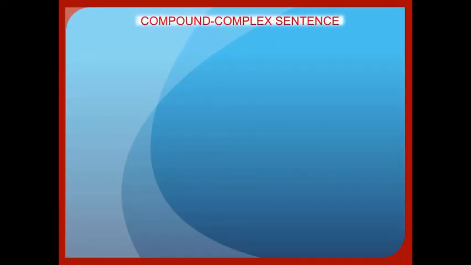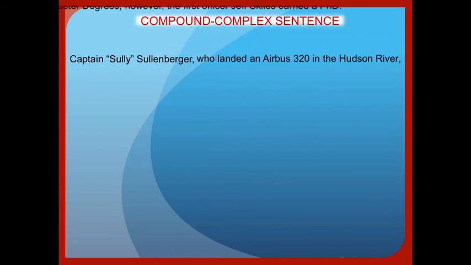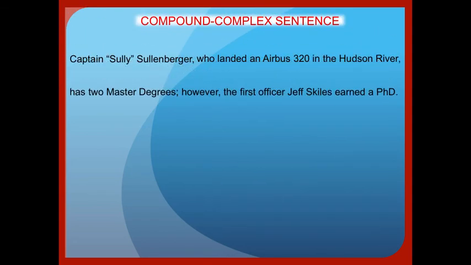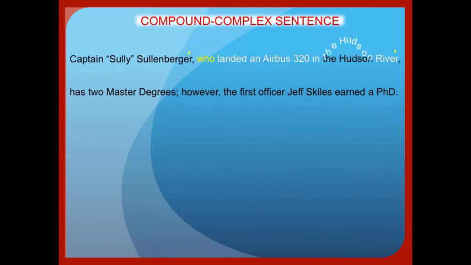Here are more examples of compound complex sentences utilizing relative pronouns, conjunctive adverbs, and semicolons. In the first sentence, there is a non-essential dependent clause, which begins and ends with commas. The sentence also uses a conjunctive adverb to connect the two sentences.